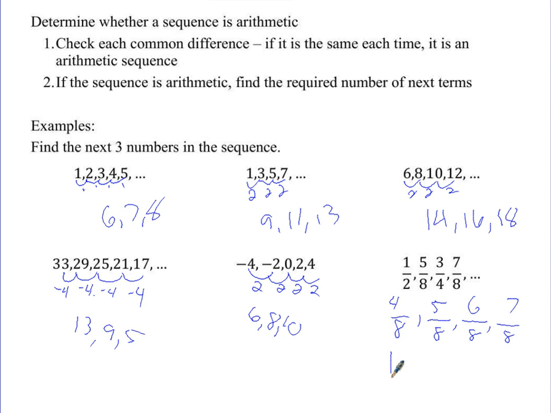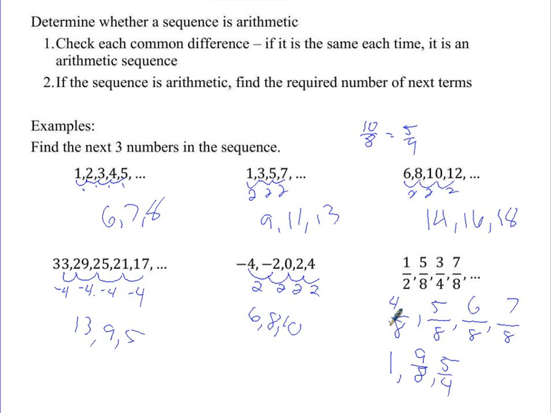8/8, which is 1. My next term would be 9/8, which is 1 1/8. And my next term would be 10/8, which reduces down to 5/4. And if you wanted to make that a mixed number, 1 1/4. But remember, we stick with the improper fraction most of the time.